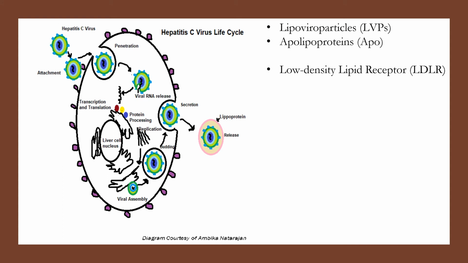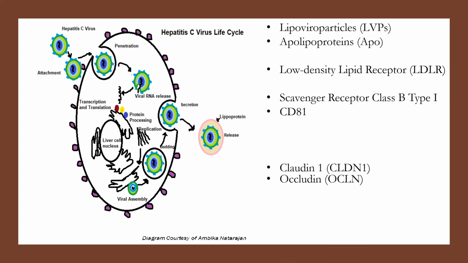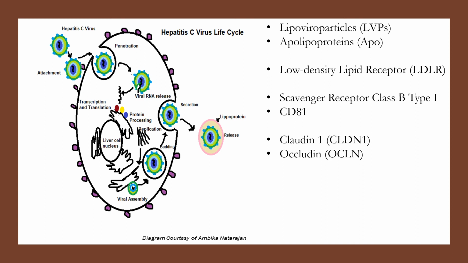These LVPs interact with scavenger receptor class B type 1 and CD81, which allows migration of the particle to tight junctions binding to claudin 1 and occludin. They are then internalized by endocytosis. After uncoating driven by the acidification of the endosome, the viral genome is released into the cytosol.